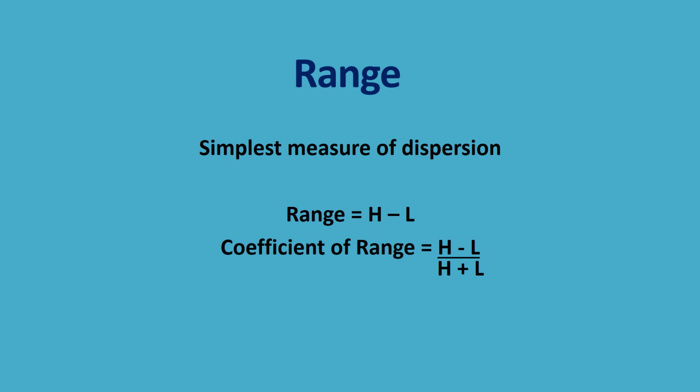So, range is the difference between the highest and the lowest values, and hence the formula is range equals H minus L, that is highest value minus lowest value. The relative measure corresponding to range is the coefficient of range, and it is obtained by the formula (highest minus lowest value) divided by (highest plus lowest value).